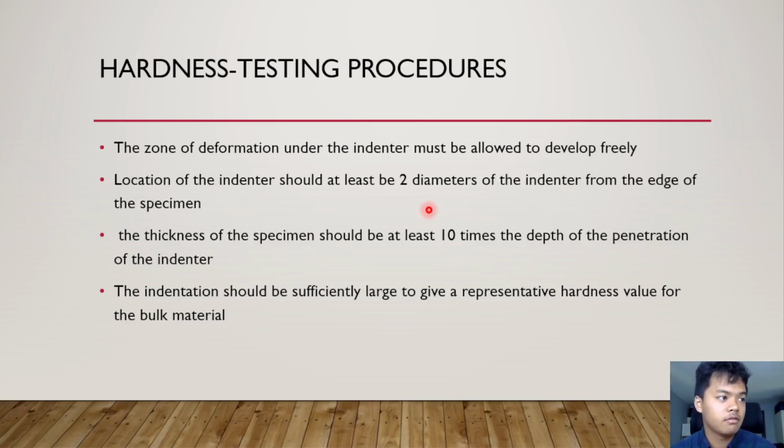If we were to have an indenter located less than 2 diameters in the middle of the specimen, it would hinder the hardness testing procedure. Then next we have the thickness of the specimen should be at least 10 times the depth of the penetration of the indenter. Okay, the indentation should be sufficiently large to give a representative hardness value for the bulk material.